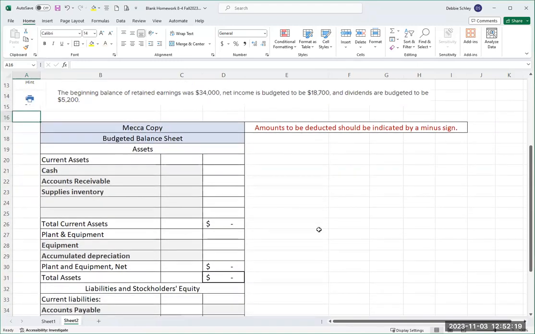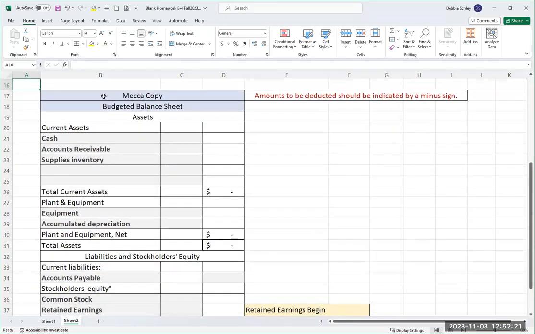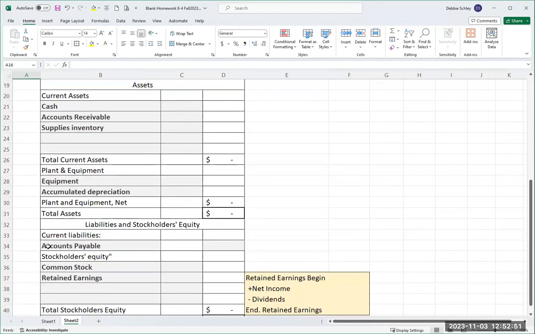So if you'll remember, on a balance sheet you always start with cash and then accounts receivable. And for this company, supplies inventory. And then under plant and equipment, you have equipment and then accumulated depreciation. We're going to want to remember that when we put this number in, the amounts to be deducted should be indicated by a minus sign. So when I put this number in here, I need to make sure it's a minus sign. And then our current liabilities are accounts payable. Our stockholders' equity is common stock and retained earnings.